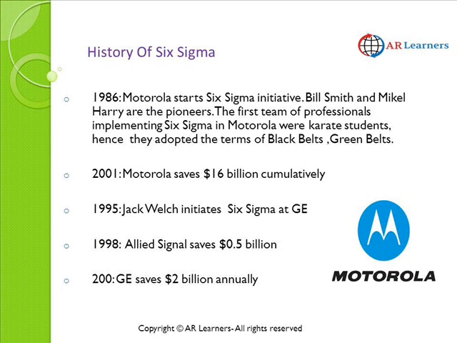History of Six Sigma: 1986, Motorola starts the Six Sigma initiative. Bill Smith and Michael Harry are the pioneers. The first team of professionals implementing Six Sigma at Motorola were karate students, hence they adopted the terms black belts and green belts. 2001, Motorola saves $16 billion cumulatively. 1995, Jack Welch initiates Six Sigma at GE. 1998, GE saves $0.5 billion. 2000, GE saves $2 billion annually.